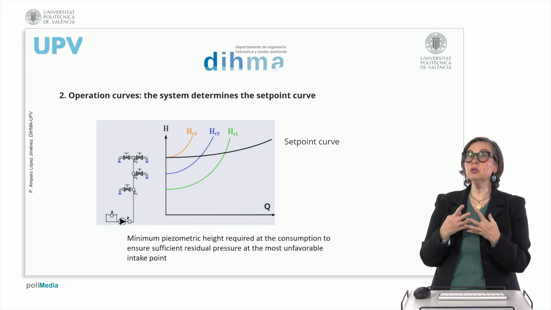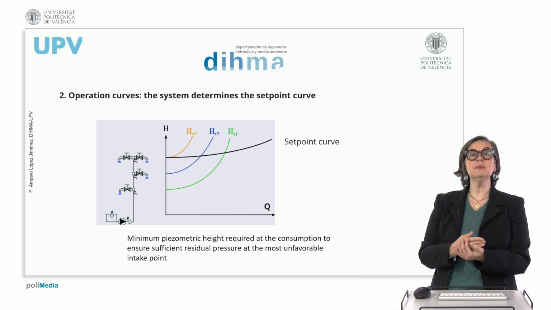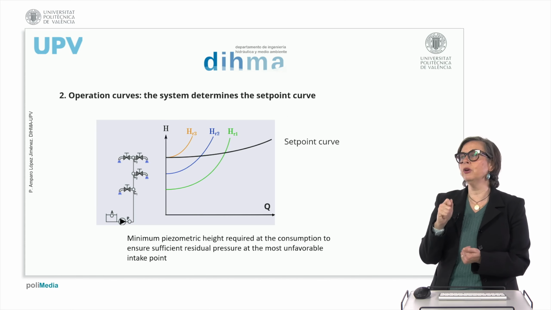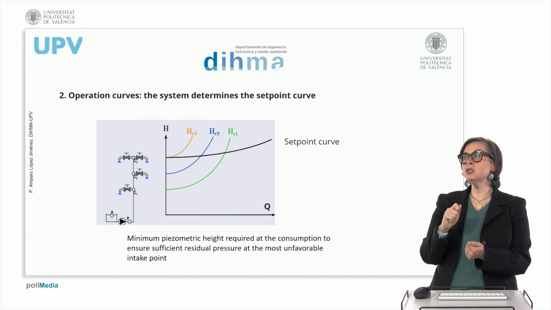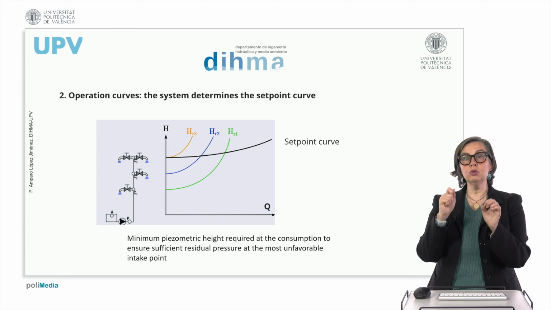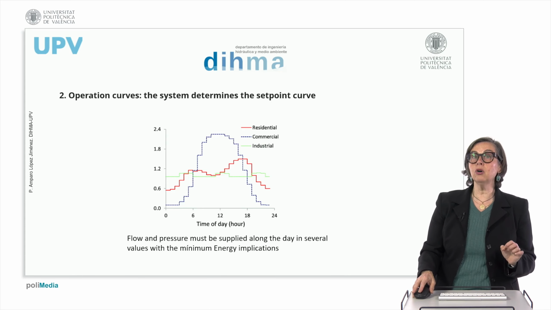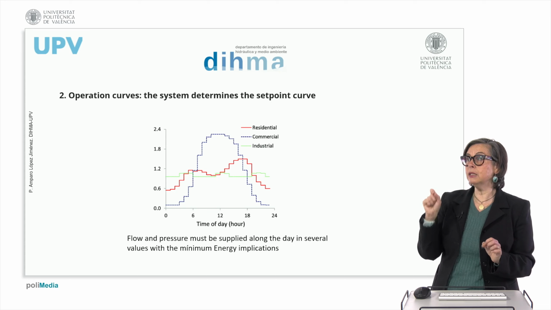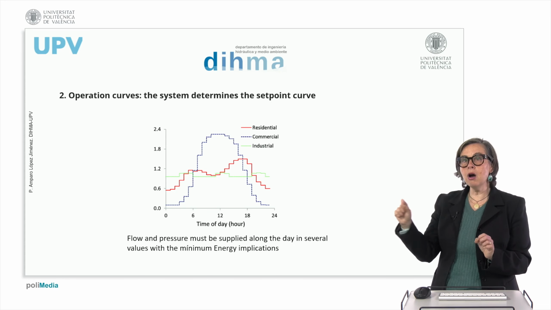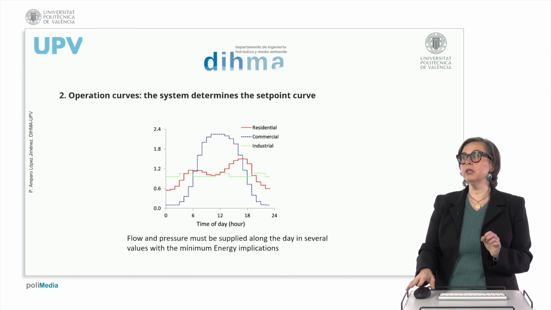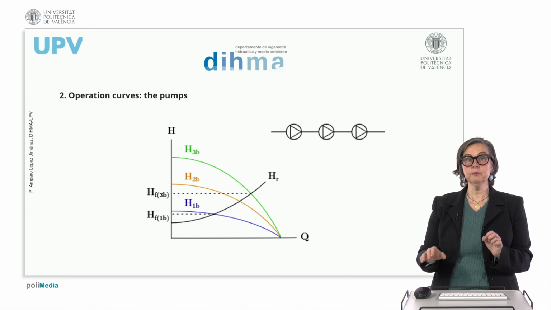So what will we do? We will have two curves. One determining the installation, the facility, which is the set point curve. This is the minimum piezometric height required for the system to give flow to the most unfavorable intake points. And we need to determine this over a long time with different patterns of consumption, so we will need to do it with the minimum energy implications.